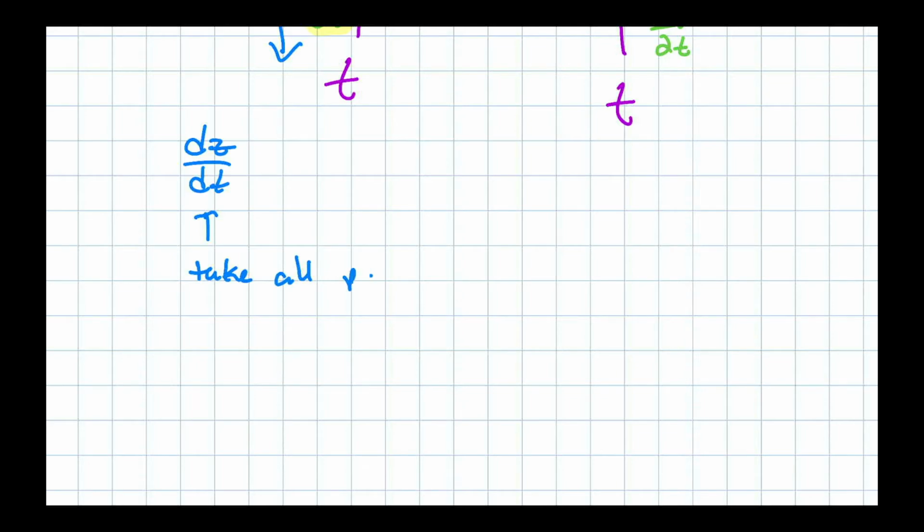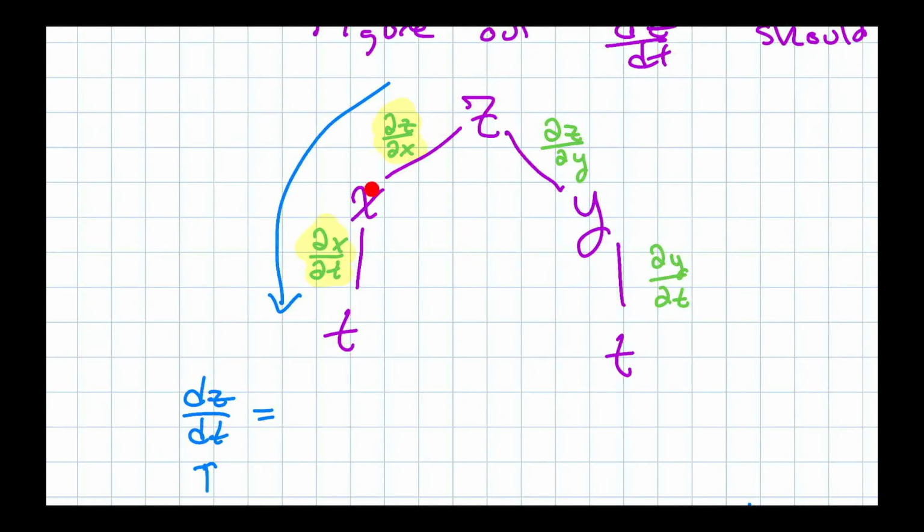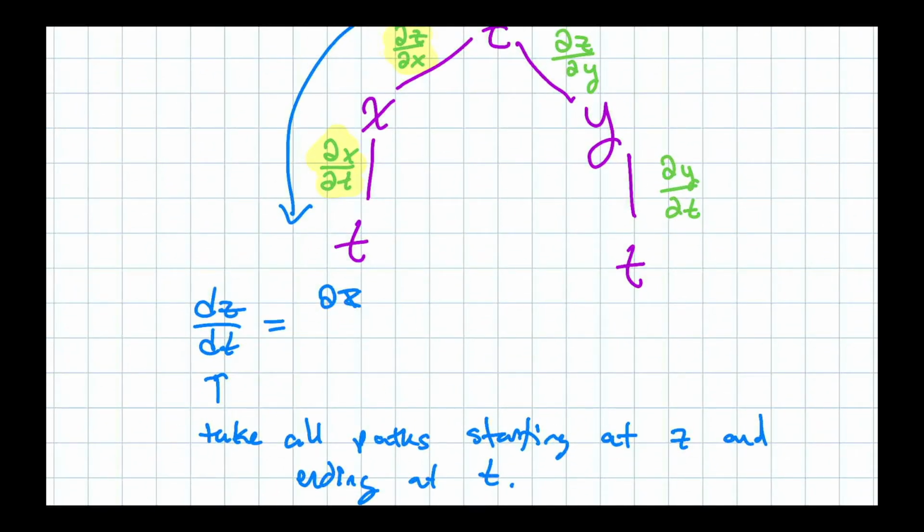take all paths starting at z and ending at t, and we add them together. So like you can go from z to x and from x to t. Then if you go from z to x, x to t, the partial derivatives you come across are dz dx, dx dt. So you go partial z with respect to x, partial x with respect to t.